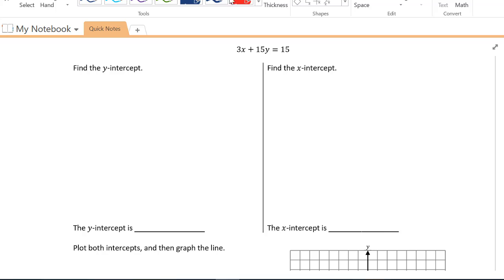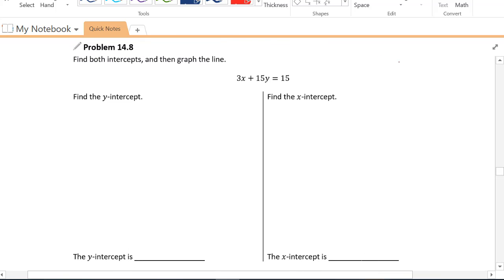Okay, so here with this problem is 14.8. Same thing, right? You want to find the x-intercept and y-intercept. So find the y-intercept again. And for the y-intercept, right? Again, you make the opposite one 0. So we make x equals 0.